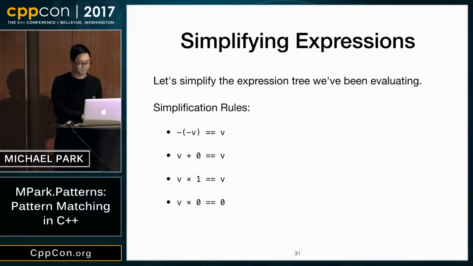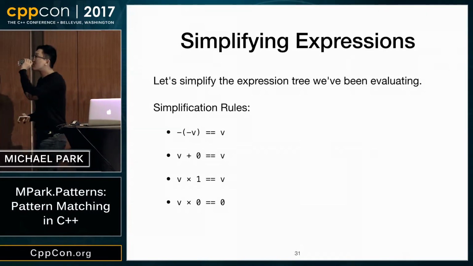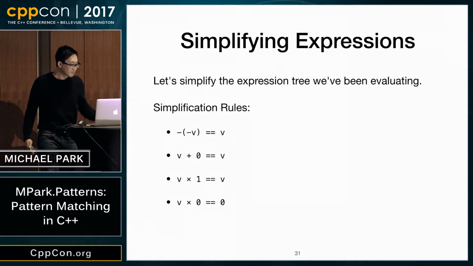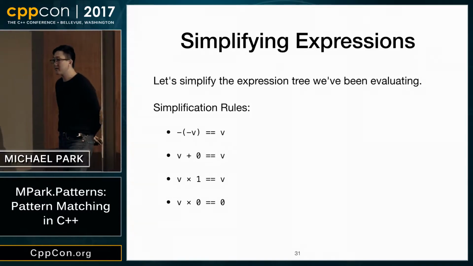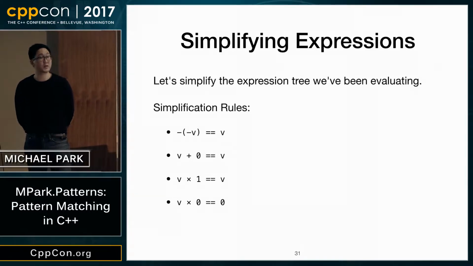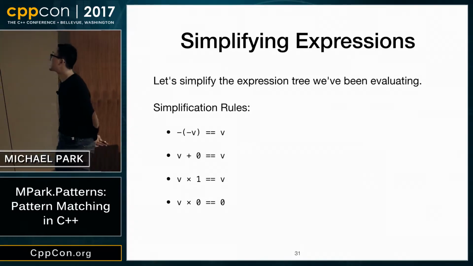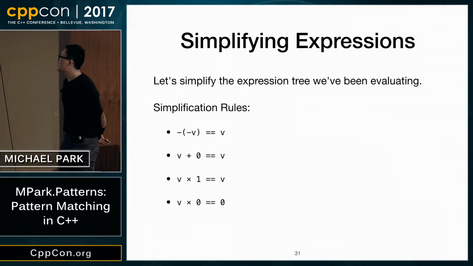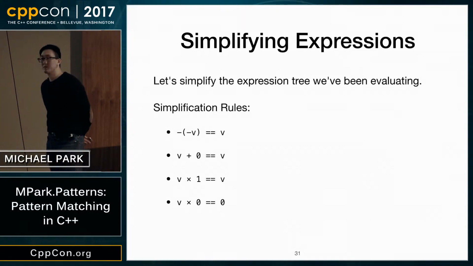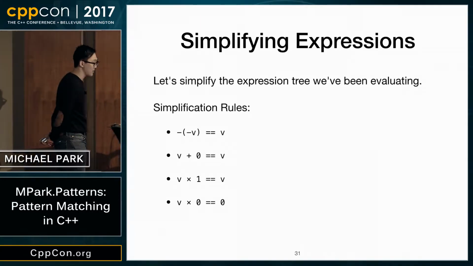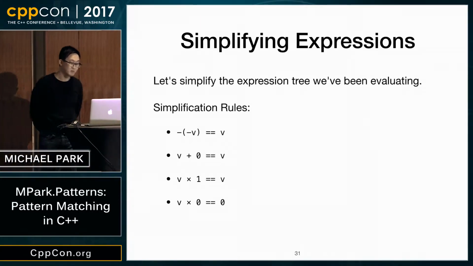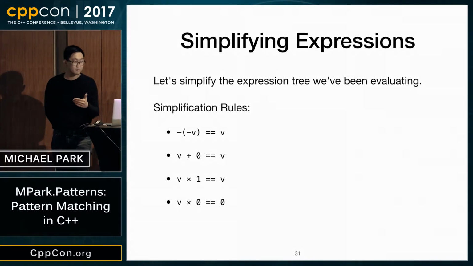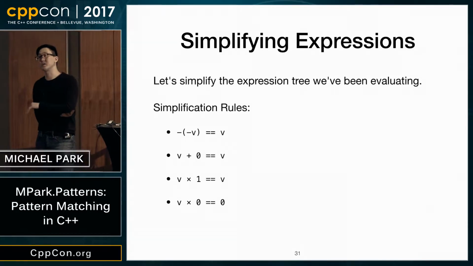This is our big example. What we're going to do is take the expression tree that we've been working with, the latest one that we saw with the variant, and we're going to simplify the expression tree. The simplification rules that we'll cover are double negation, plus 0, multiplied by 1, and multiplied by 0. We want to keep the original tree intact, and we want to share as many nodes as possible.